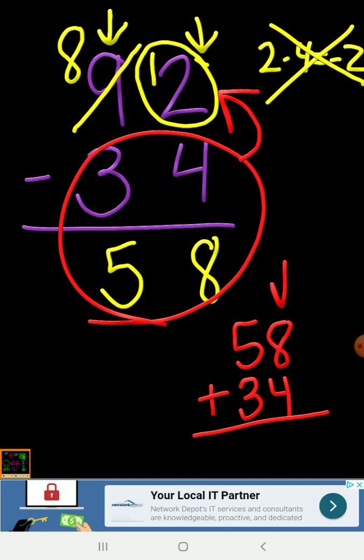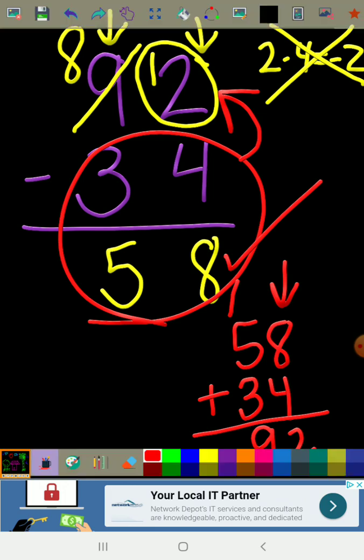So just like we reviewed earlier, addition, you do it vertically, so 8 plus 4 is 12, carry the 1, so 5 plus 1 is 6, 7, 8, 9, 92. So yes, you got the correct answer. And that's it for reviewing adding and subtracting.